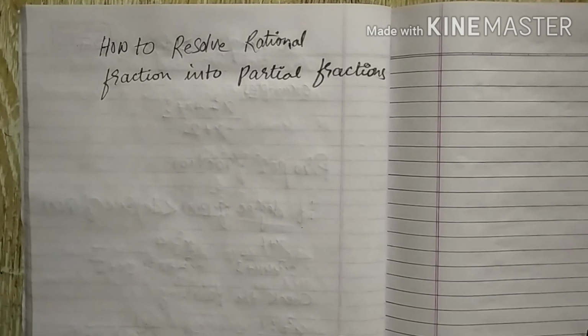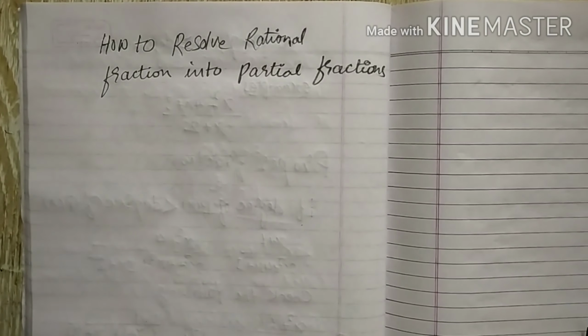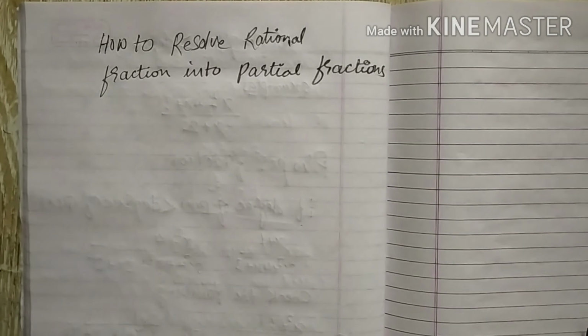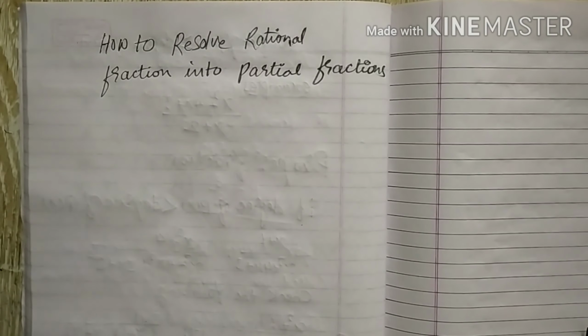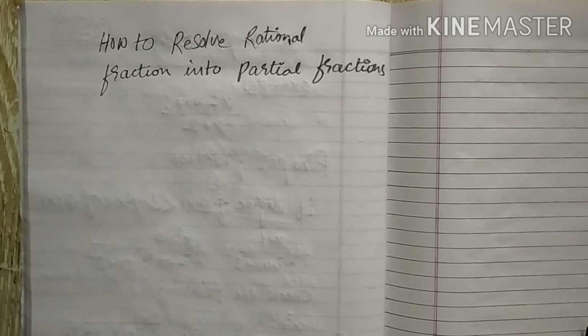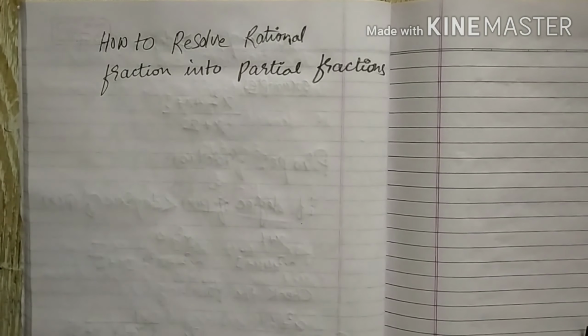Now students will discuss the resolution, that means how to resolve a rational fraction into partial fractions. As the name itself suggests, partial fraction means we will split a rational fraction into parts. One rational fraction can be resolved as per the given condition of the denominator.